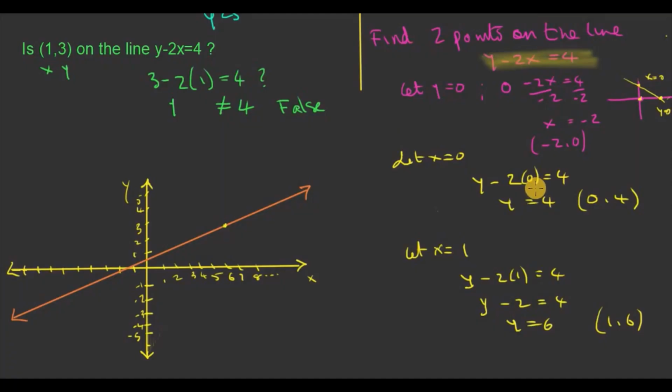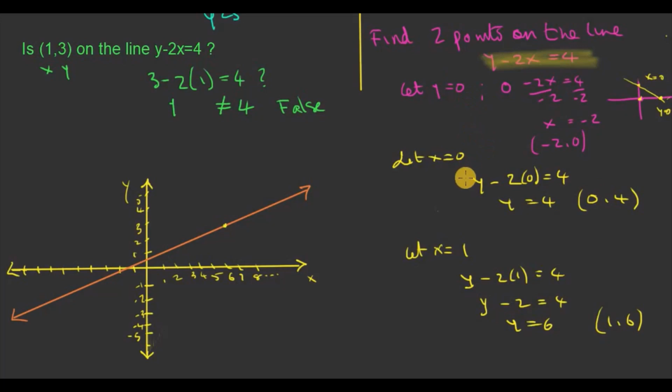I just want to end by saying a few words about which values are best to put into your equation of a line. I usually start off by letting y and x both equal 0, for the obvious reason that if I let y equal 0 here, the y goes to 0 and I'm just left with minus 2x equals 4. So I get a value for x very easily from that. If I let x equal 0, again the x goes to 0, I'm just left with y is equal to 4. Again, another very easy point.